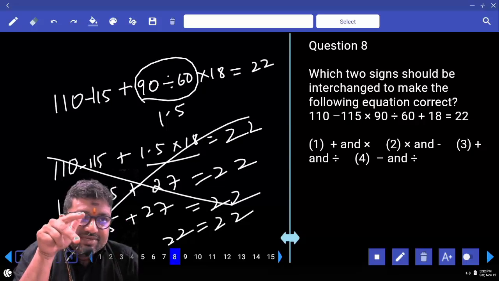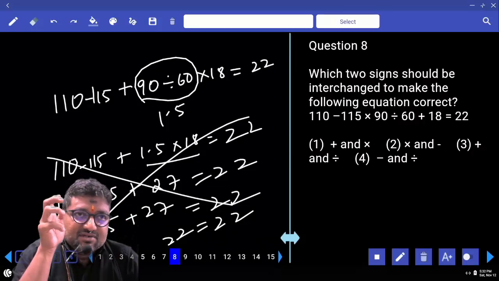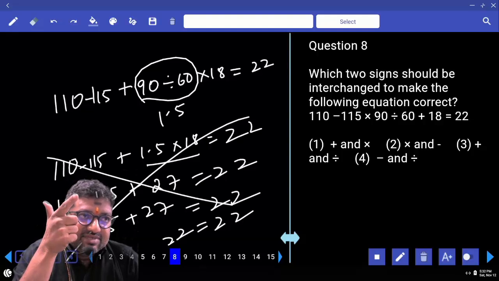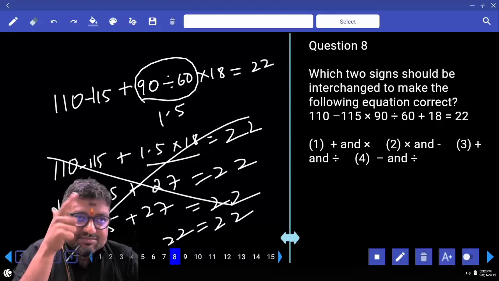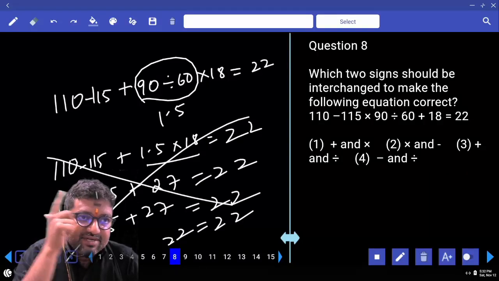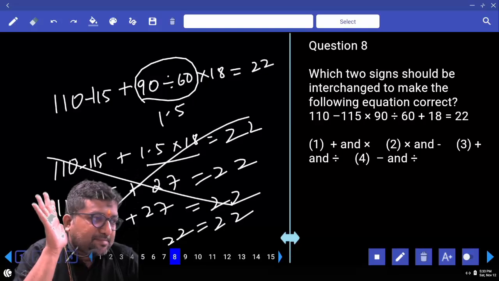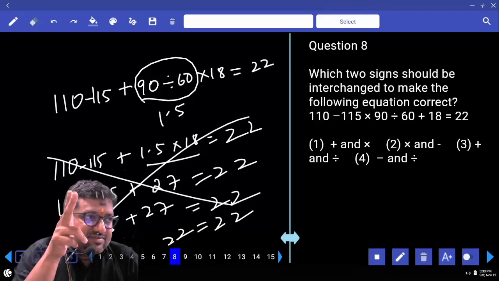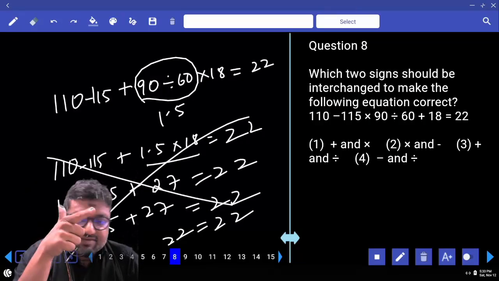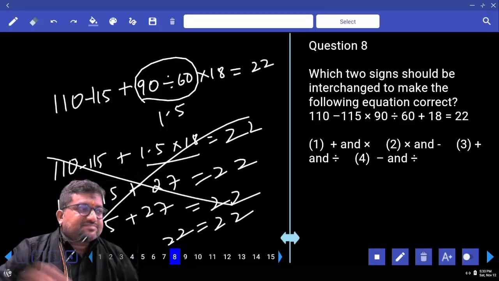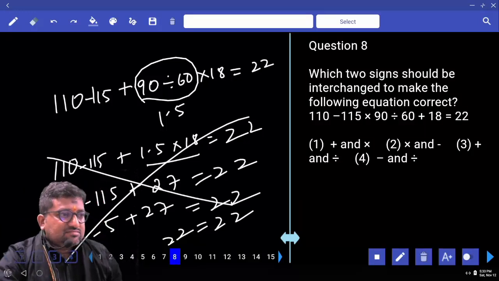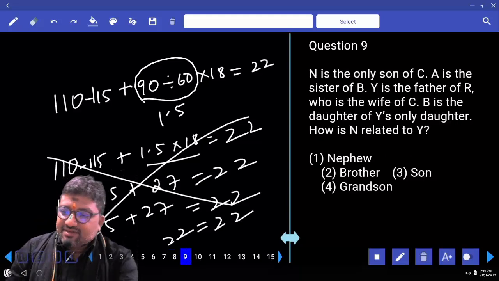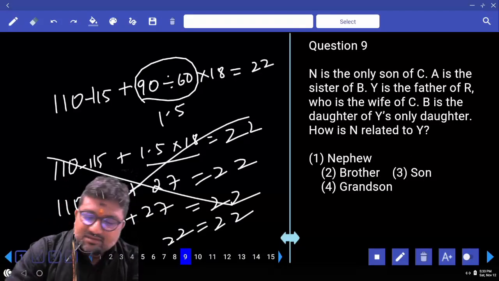Calculations, you have to be very fast. Extraordinary speed. 90 divided by 60, 1.5. Obviously next is multiplication. 1.5 into 18, 27. Done. 110 minus 115, minus 5 plus 27. Done. What is my answer? 22. Close it. Bottommost rule: do it as early as possible. Fast. Speed. This is question number 9.